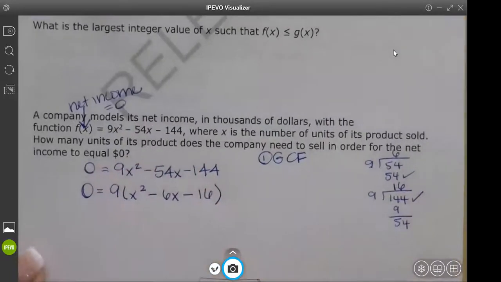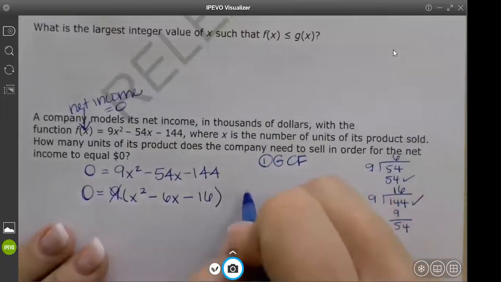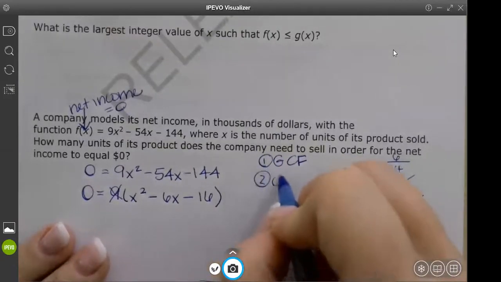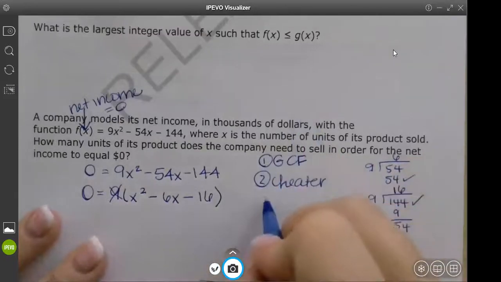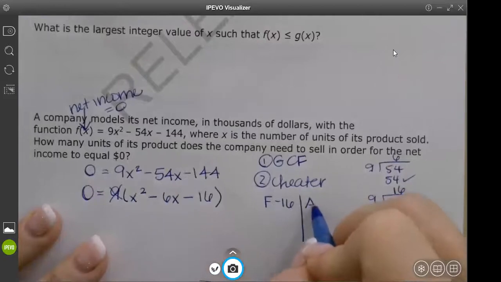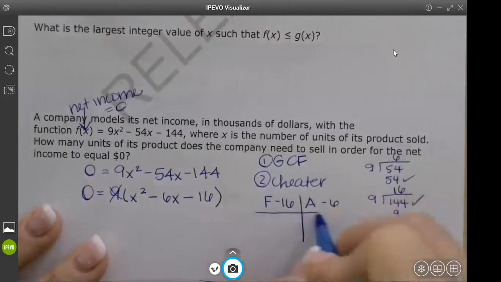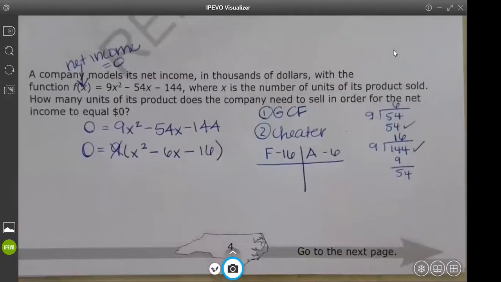Once you get that GCF and it's just a number, it doesn't matter anymore. A letter would, a number does not. Now we can do cheater method. Because we don't have a number in front, I need factors of the last, negative 16, that add to negative 6. If you have scrap paper, you're going to have to use it on the non-calculator active. There's no ifs, ands, or buts about it. You're going to have to use it.